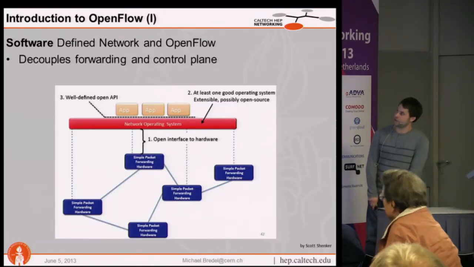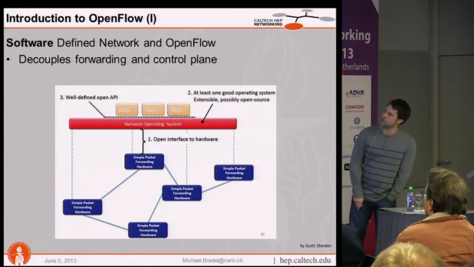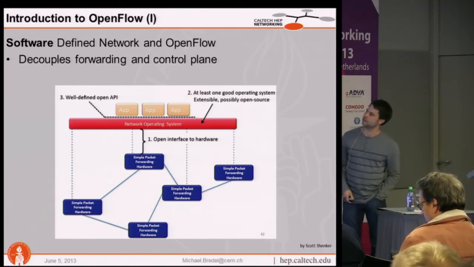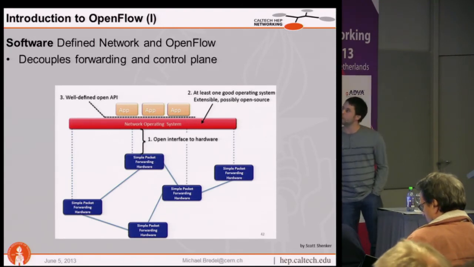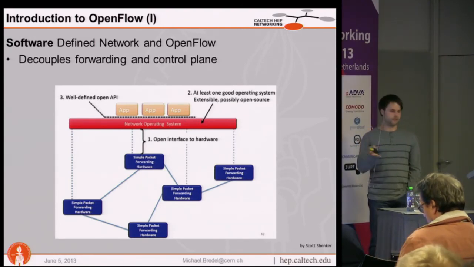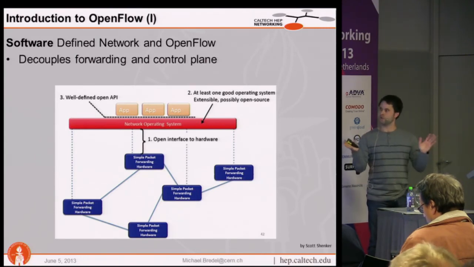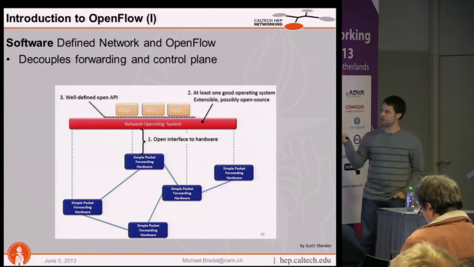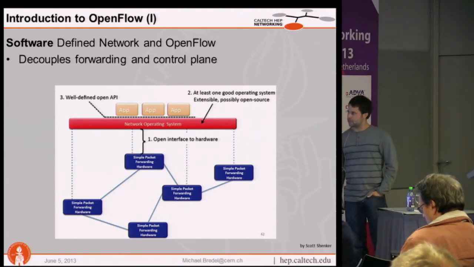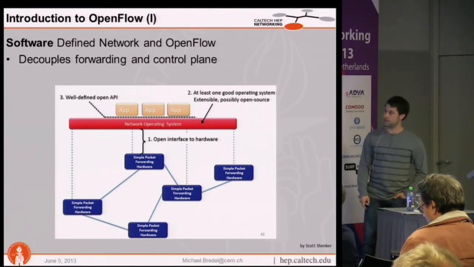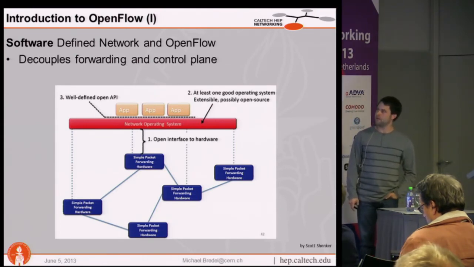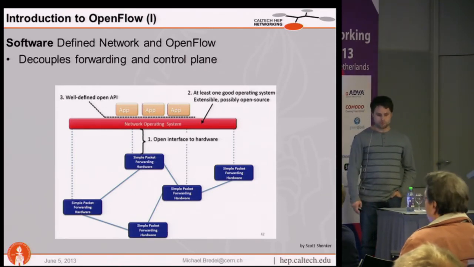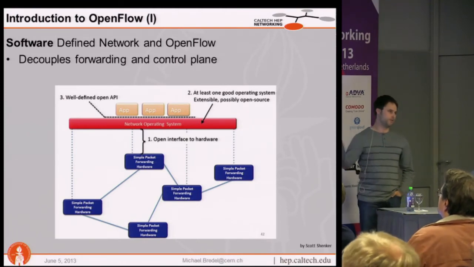So, a short introduction to software-defined networking and OpenFlow. I'm pretty sure most of you have seen this picture before. It's actually by Scott Shenker. Software-defined networks basically decouple the forwarding and the control plane in your network. So you have a bunch of forwarding devices, switches basically, that implement a protocol so they can be connected to a so-called network operating system. This protocol can be OpenFlow. It can also be everything else you can think of.